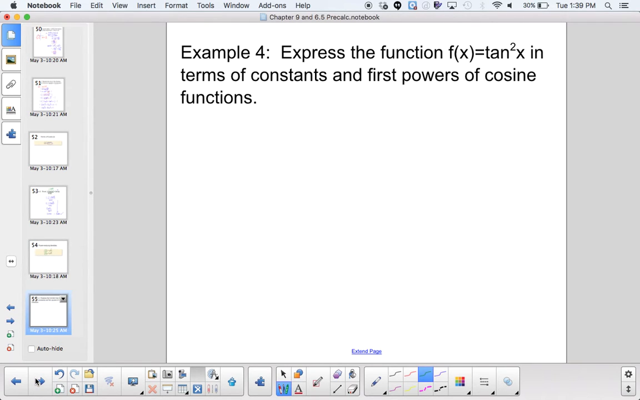Okay, and we're going to look at another example. And for this one, we're going to express the function tangent squared x in terms of constants and first powers of cosine functions. So the first thing I'll do is I will take the tangent squared x and I will rewrite it in terms of sine and cosine.